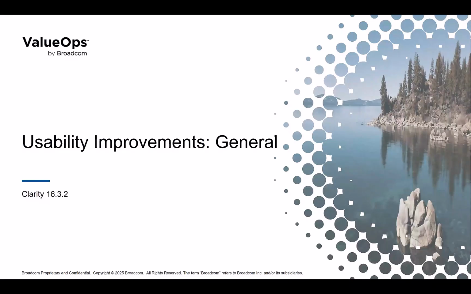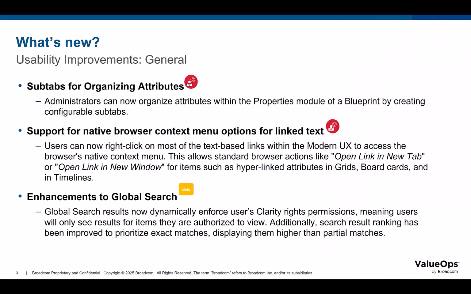In this session, we'll review some of the key improvements made in release 16.3.2 with respect to general usability. So, what are those enhancements? To improve organization and usability, administrators can now group attributes within a Blueprint's properties module using configurable subtabs.